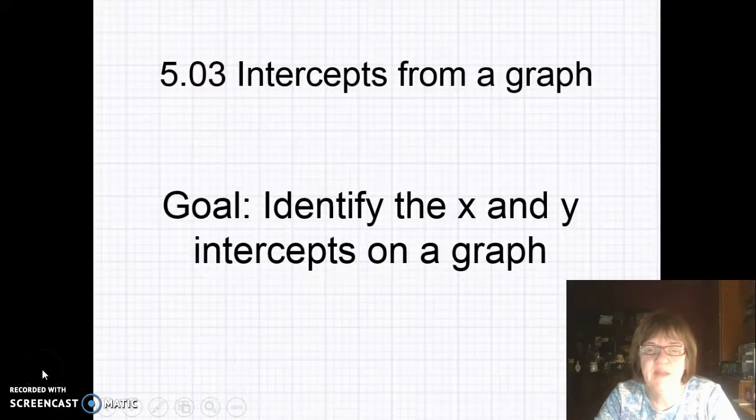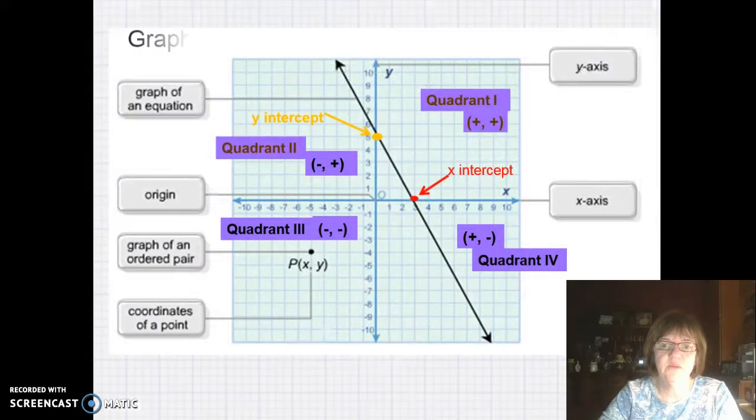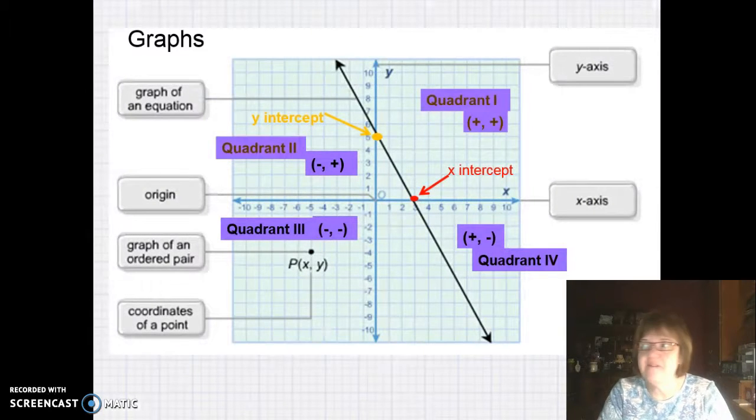Welcome to your next math lesson, talking about graphs. Today we're going to talk about the intercepts on a graph. I want you to be able to identify the x and the y intercept on the graph. So let's take a look at what I'm talking about. So here's a graph.